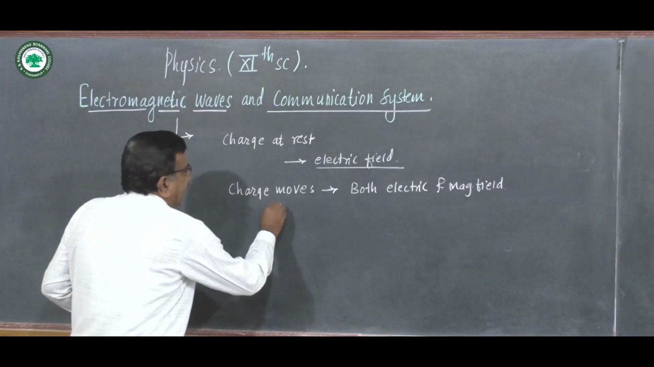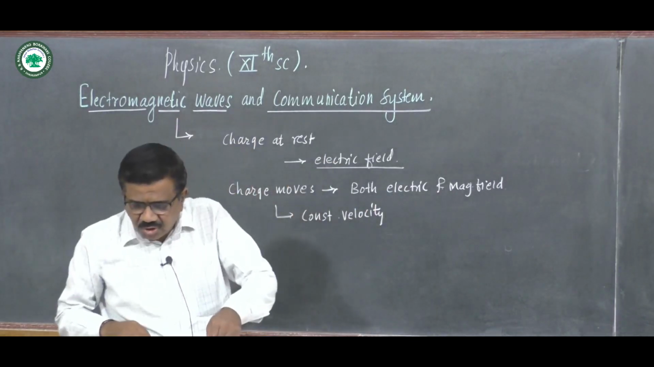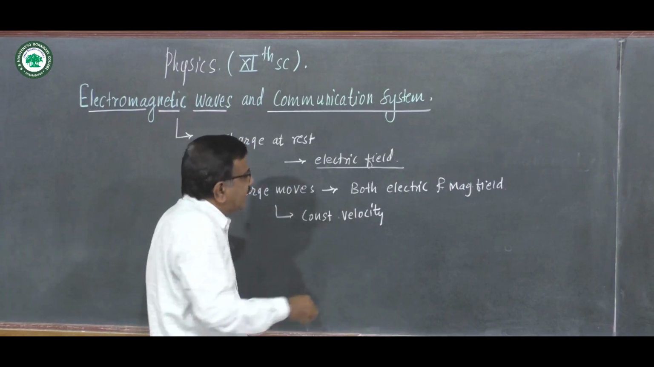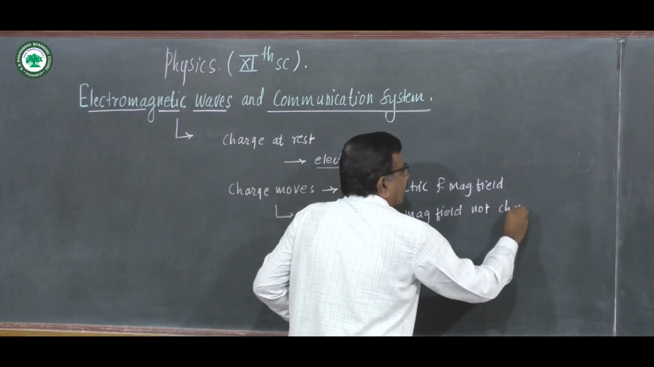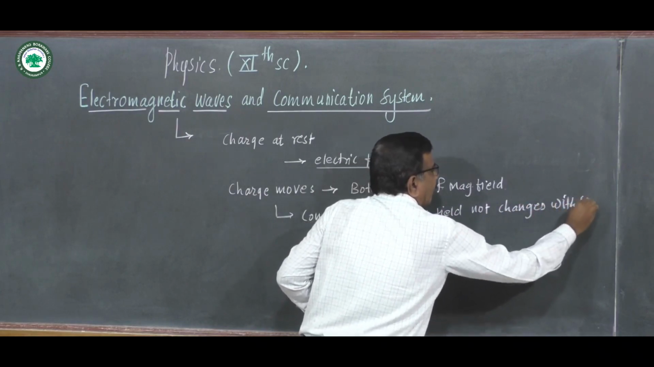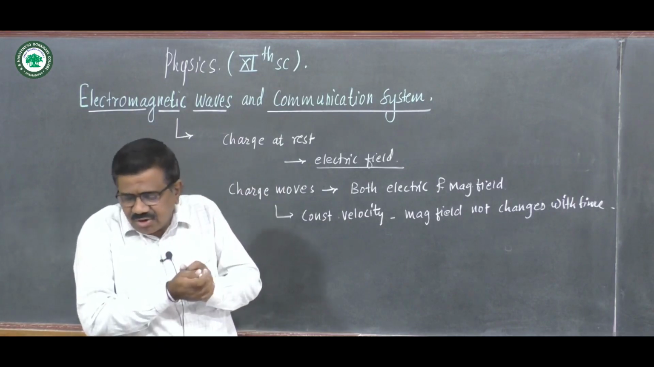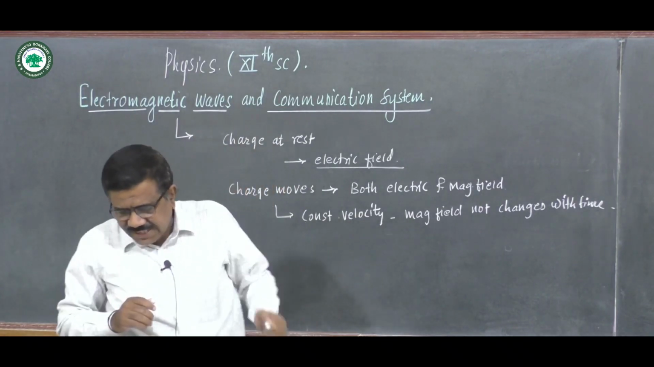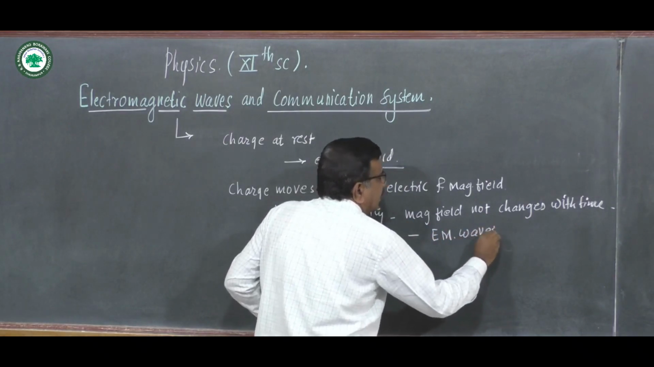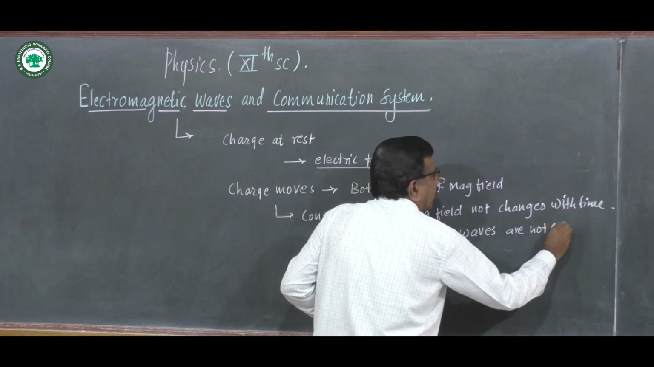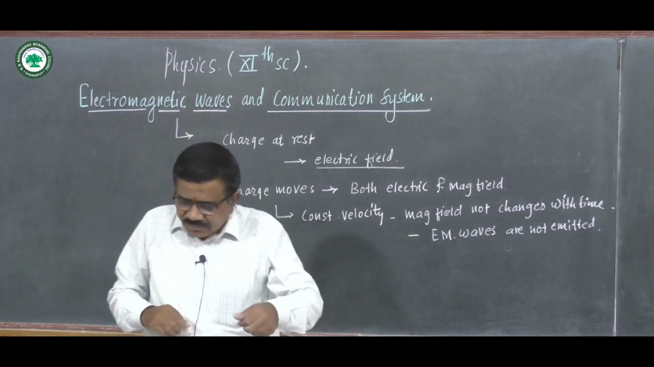If charge moves with constant velocity, the magnetic field does not change with time. Moving charge produces both electric and magnetic field, but if the charge moves with constant velocity, the magnetic field will not change with time. Hence, electromagnetic waves are not emitted. Why? Because the charge moves with a constant velocity, so the magnetic field does not change with time.